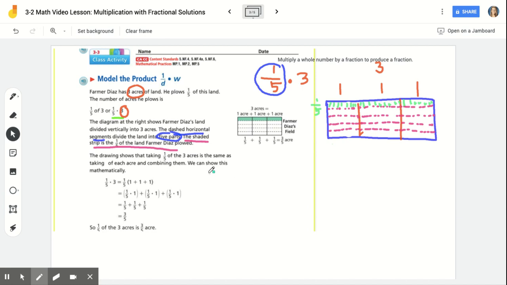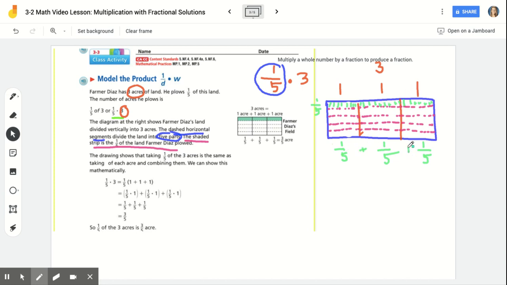And at the very end, we're going to be doing some labeling down here, and we're going to label how much of each whole we just shaded in. And I've said it a few times. So we just shaded in 1/5 of this whole, 1/5 of this whole, and 1/5 of this whole. And I want to know how much did he plow in all. So he had 3 acres. Each acre we took and broke apart into fifths.